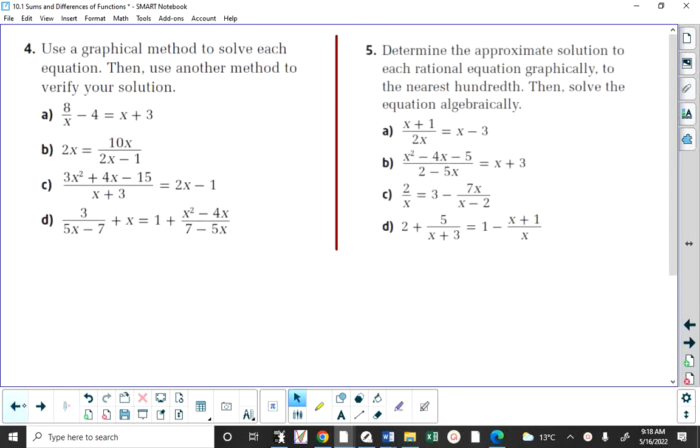So we want to determine an approximate solution. The fact, Jonathan, that this says an approximate solution tells me that if we were to solve this algebraically, we'd probably have to use the quadratic formula. So my question to you is, do you want to solve this algebraically? And I'm not trying to dissuade you. Or do you want to solve it graphically?